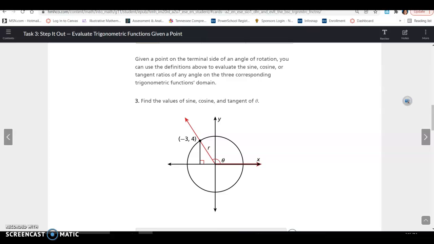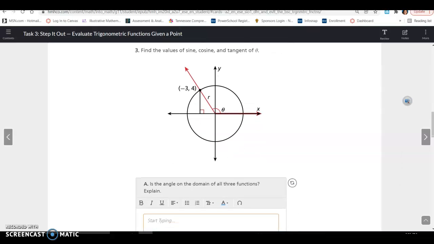Find the value of sine, cosine, and tangent of theta. All right, so if we wanted to find the trig values using this ordered pair here, we'd have to find what the radius is. So if we know that this is negative 3 and this is 4, okay, 3, 4, 5, hopefully you know this is a 3, 4, 5 triangle.